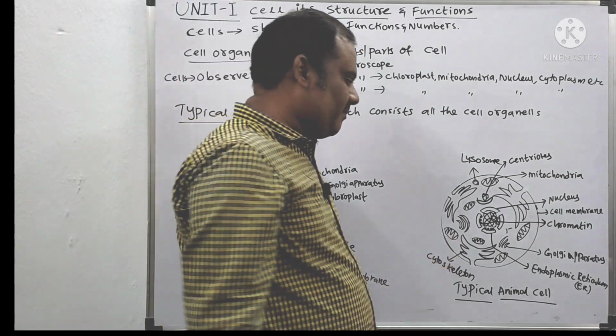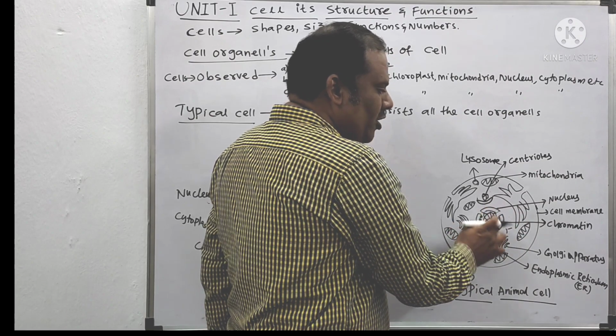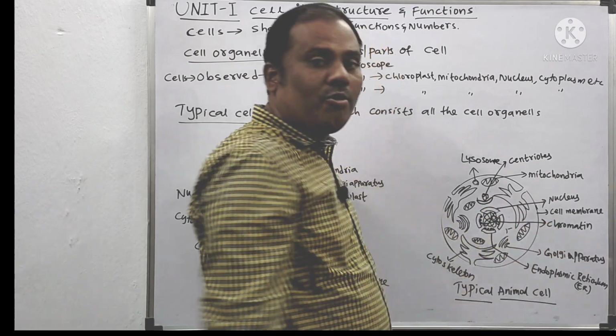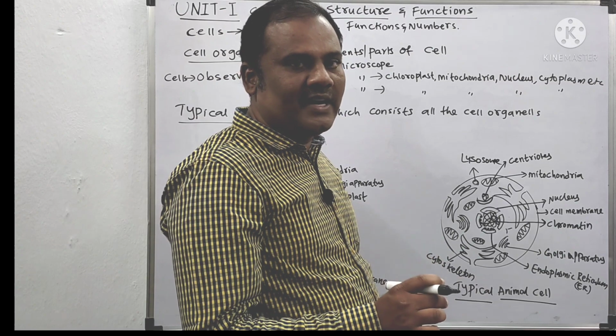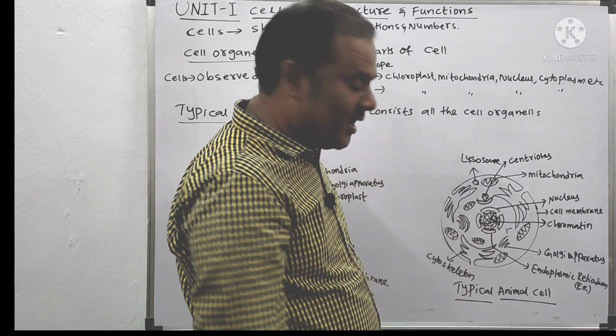Next, you come to the animal cell. In the animal cell also you see the nucleus, and inside the nucleus we have chromatin. Chromatin means the genetic materials like DNA and RNA, which are made up of the chromosomes.